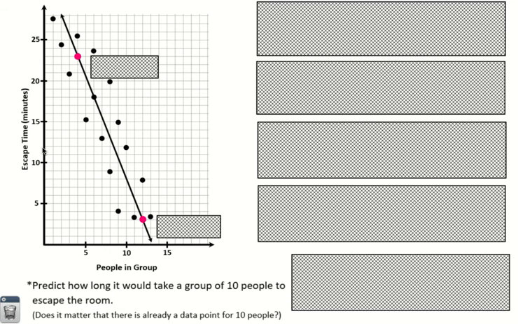But if you had to predict how long it would take for a group of 10 people, you're not going to go with that point, because that was just one group. If another group of 10 people came in and you had to predict how long it would take that group, you wouldn't go with 12-ish. You'd go with the point on the line, right there. And so your answer would actually be 6, 7, 8.